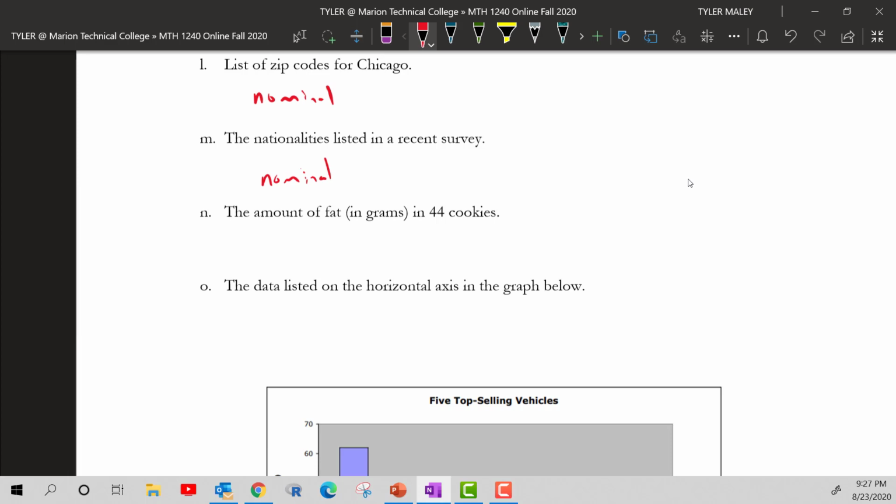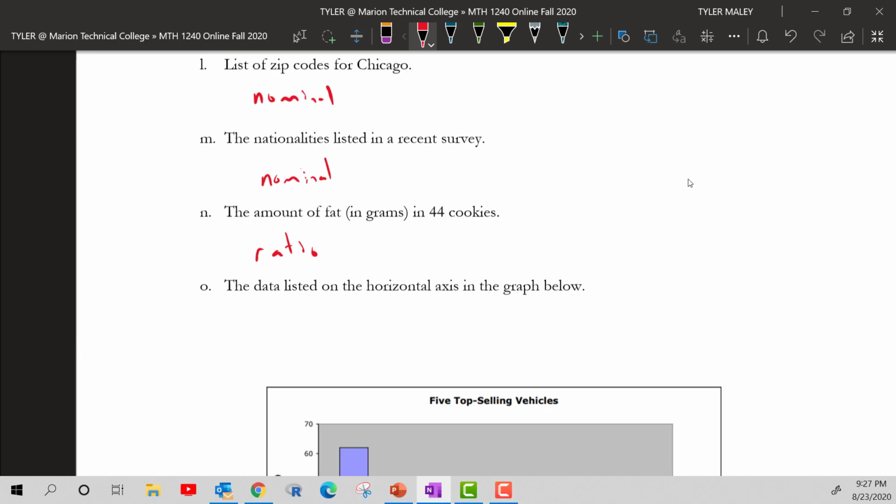N, the amount of fat in grams in 44 cookies. That is quantitative, and a true zero and ratios are meaningful, so this is a ratio. If you have 0 grams of fat, you don't have any.